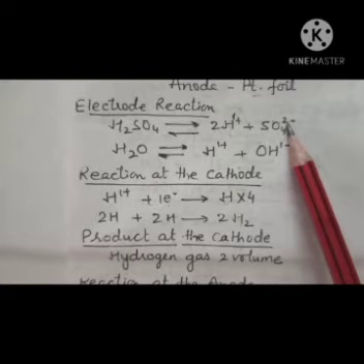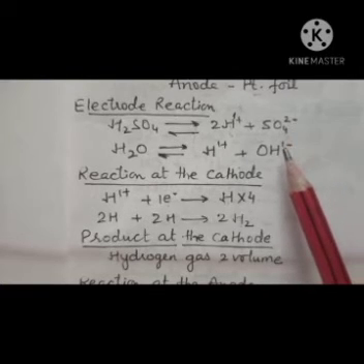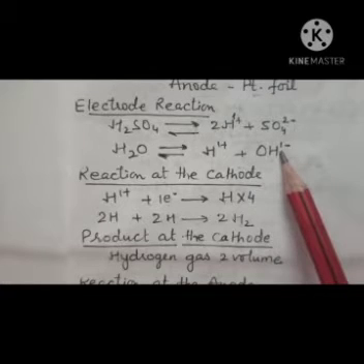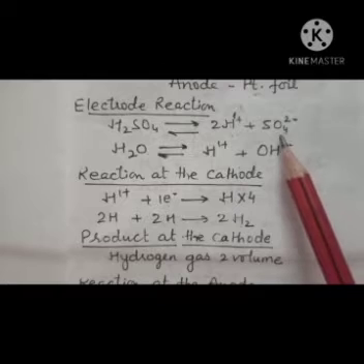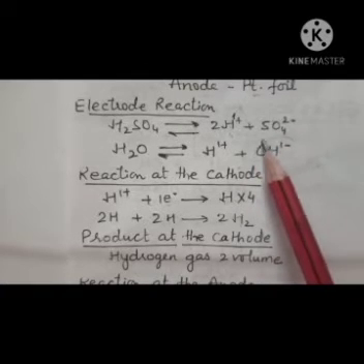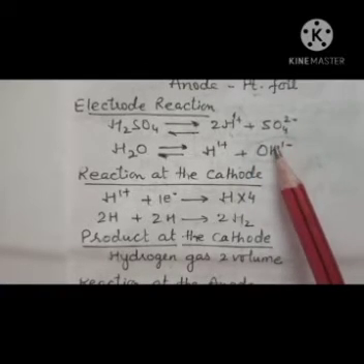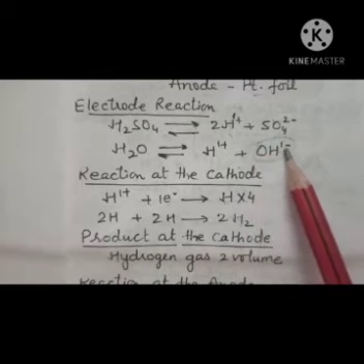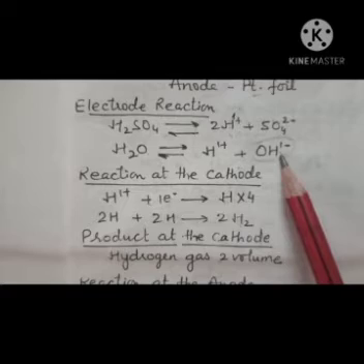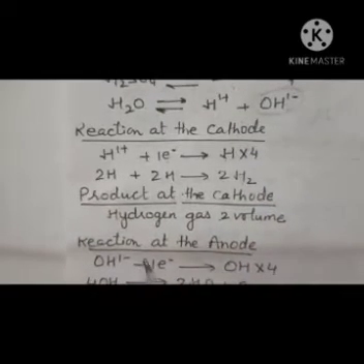But who will discharge at anode? Whose position is below in electrochemical series? I think all of you have learned that electrochemical series. And the position of hydroxyl ion is below sulfate ions in electrochemical series. That's why hydroxyl ion will discharge at where? At anode. And what is the reaction at anode?